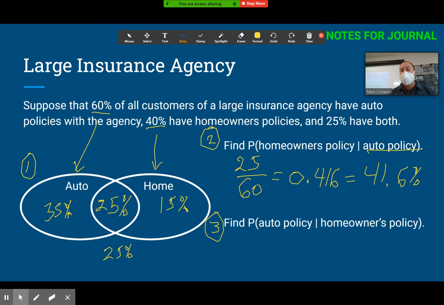All right, which one is the condition this time? Home is the condition. So what's going to go on the bottom of the fraction? What am I going to divide by? By 40. Out of that 40%, what's the probability that they have an auto policy? So out of these 40 homeowners, again, it's just that 25% in the middle. Divide that to get your answer.